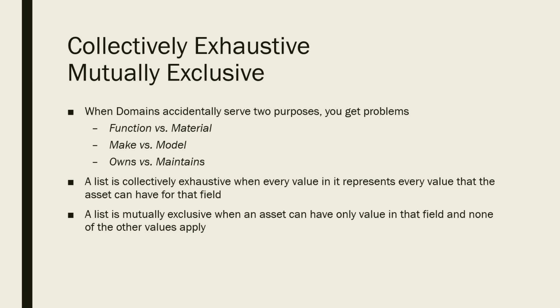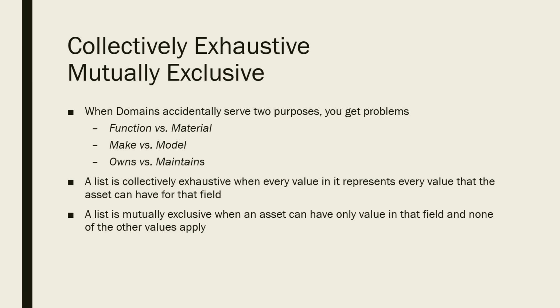People also consider type to mean make versus model. Make should be its own field, and model should be its own field. But what happens if you mix and match? Now it's not mutually exclusive, because if you have one manufacturer that never could possibly make this model of asset, well, what do you do?